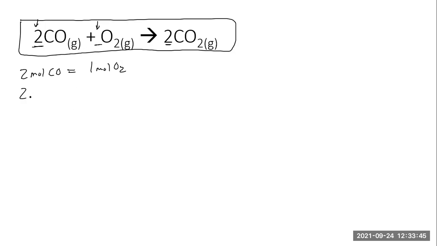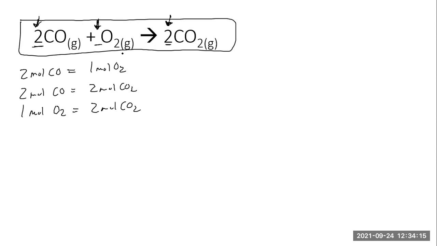We could also say for every 2 moles of CO, it reacts with 2 moles of CO2. Also, again, just the numbers from the balanced equation. We could say for every 1 mole of O2, it is equal to 2 moles of CO2. So again, 1 mole of O2, 2 moles of CO2. Obviously, 2 doesn't equal 1, or 1 doesn't equal 2.